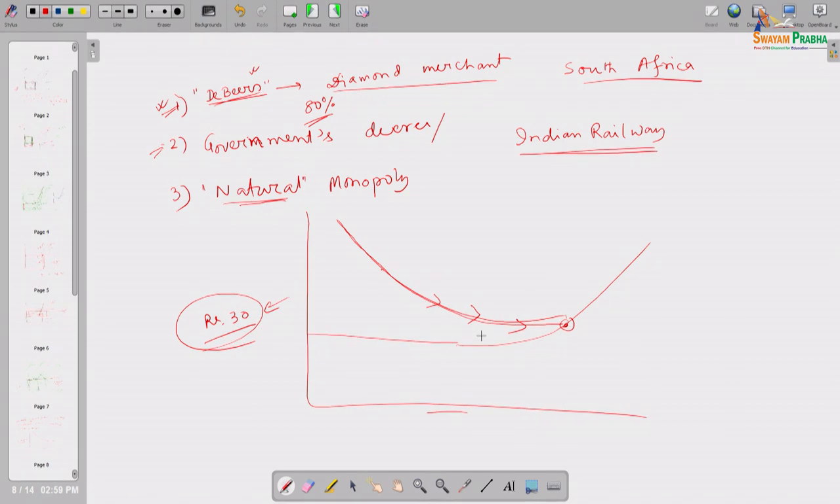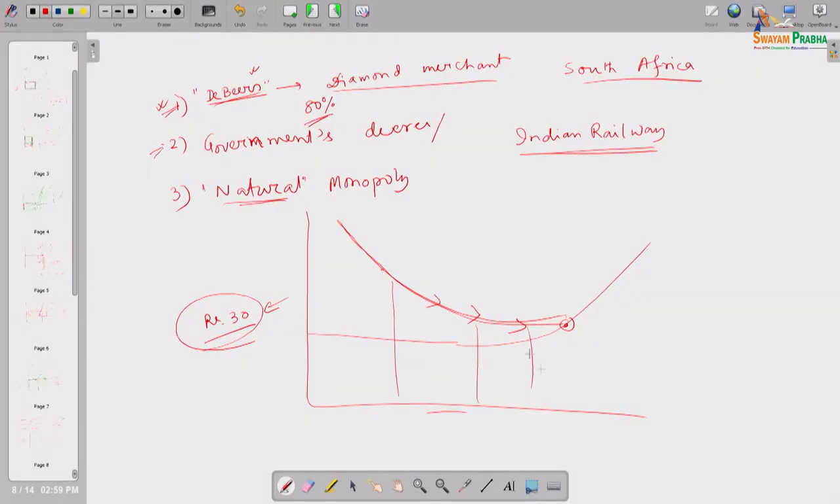As one producer is producing 20 units, versus 40 units, versus 80 units, as he is producing larger and larger, he is enjoying a kind of economies of scale. So average cost is falling. Suppose this is 100 units. When he is producing this much, this is the average total cost per unit he is facing.